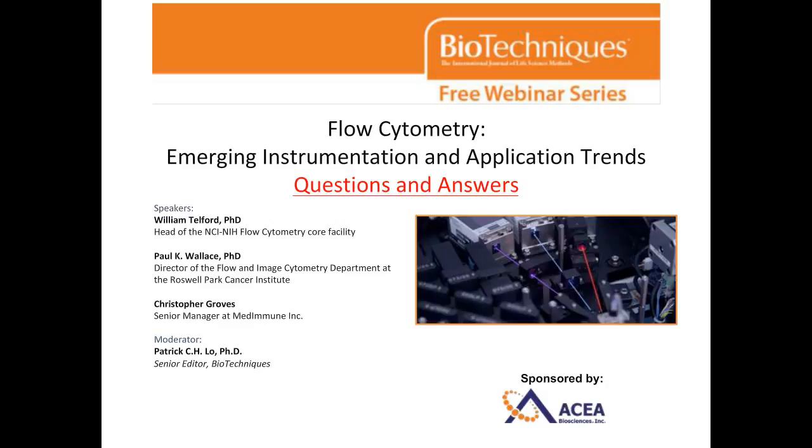Regarding the ACEA NovoCyte, the instrument shares detectors between laser paths. So when the cell passes through the first 488 laser, the PMTs are activated and collect FITC and PE and the tandems. Then when the cell proceeds to the second red laser, those PMTs that were used for PE-Cy5 and PE-Cy7 are used for APC and APC-Cy7, and then the cell proceeds to the violet laser where the Brilliant Violet dyes are detected.